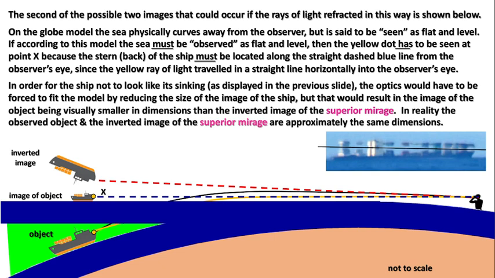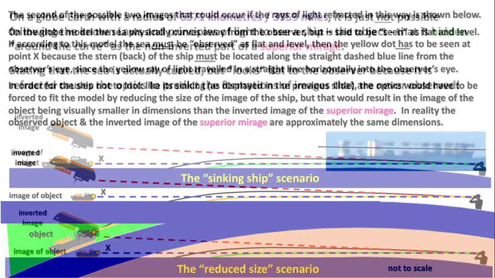In order for the ship not to look like it's sinking, as displayed in the previous slide, the optics would have to be forced to fit the model by reducing the size of the image of the ship. But that would result in the image of the object being visually smaller in dimensions than the inverted image of the superior mirage. In reality, the observed object and the inverted image of the superior mirage are approximately the same dimensions.